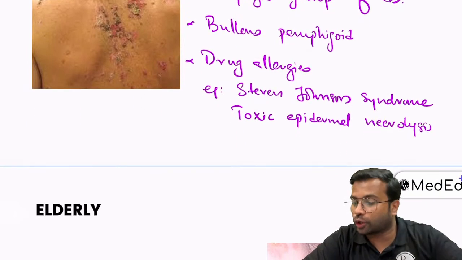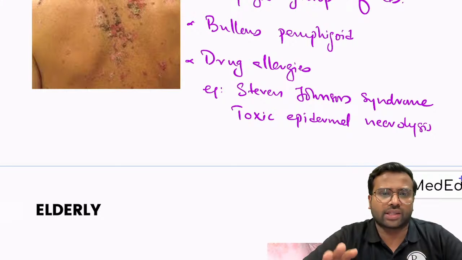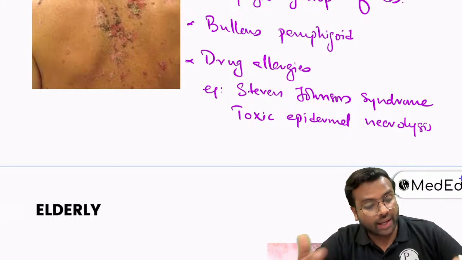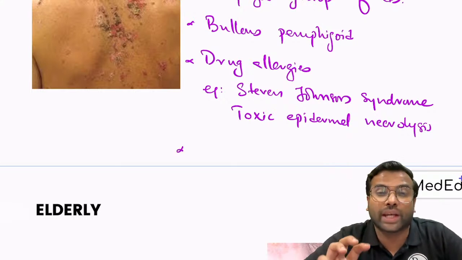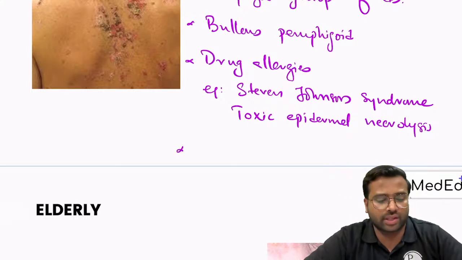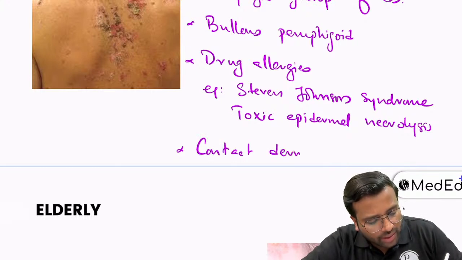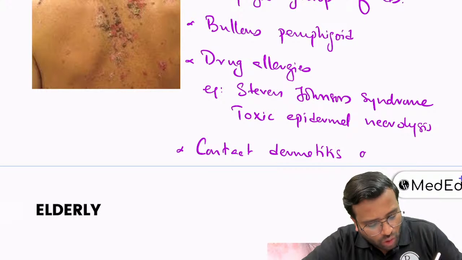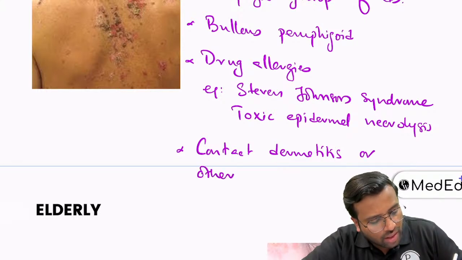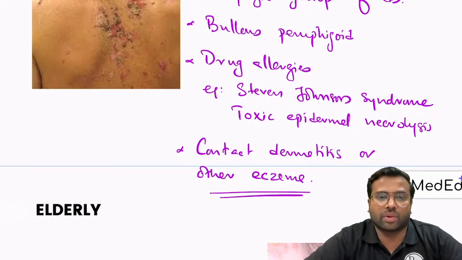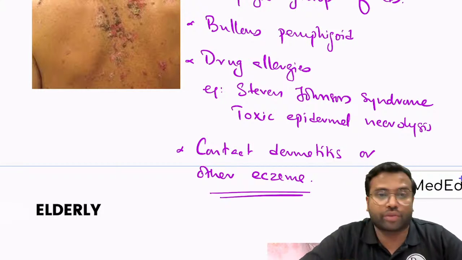Stevens-Johnson syndrome or toxic epidermal necrolysis. So these are some of the cases where you can get vesiculo-bullous lesions. And of course, when you think about inflammatory or eczematous lesions, this can be due to contact dermatitis or other eczema. So all these are going to be your differential diagnosis.